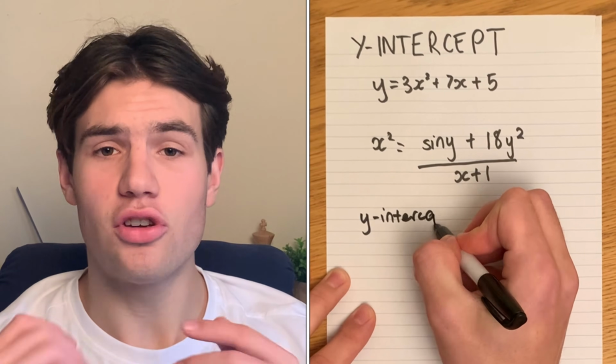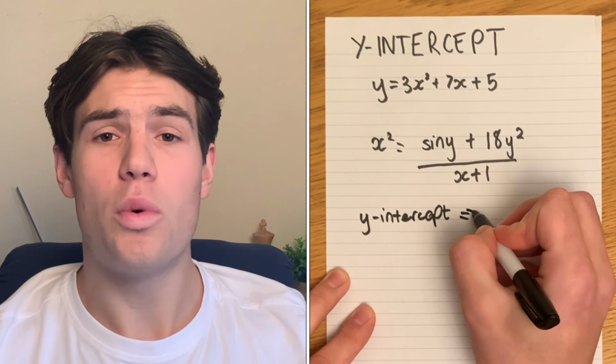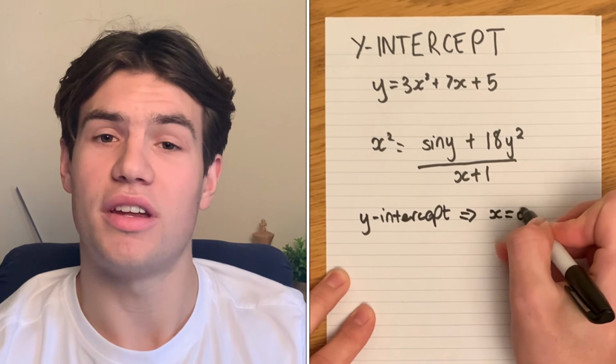Really, the y-intercept is just the point where the curve crosses the y-axis, which happens to be the same point as when the x-coordinate is 0. So to find the y-intercept of any curve, just plug x equals 0 in and it will give you the y-intercept.